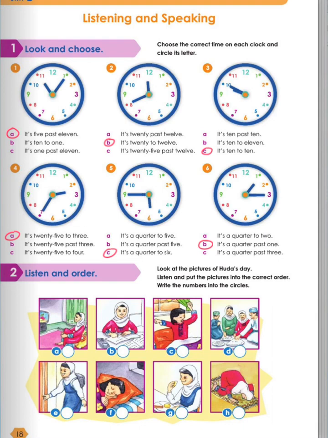Huda is 11 years old. She gets up at 20 past 5. She brushes her teeth, then she prays at half past 5. She eats breakfast at 6 o'clock. After that, she goes to school at quarter to 7. She finishes school at quarter to 2 and goes back home. Then she eats lunch at 10 past 3 and has a rest. After that, she does her homework at 10 past 4. Later, at about 8 o'clock, she watches television. She goes to bed at 9 o'clock.